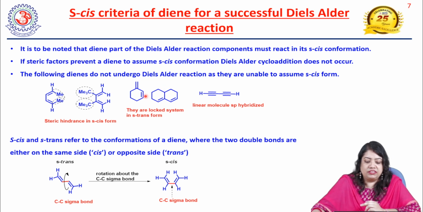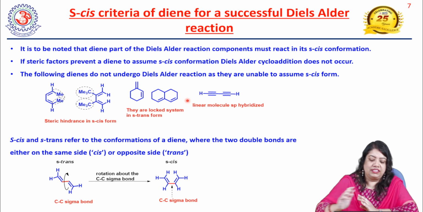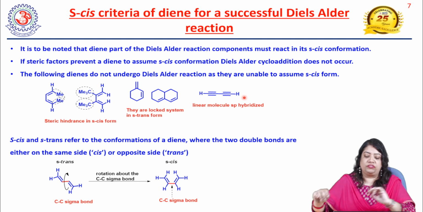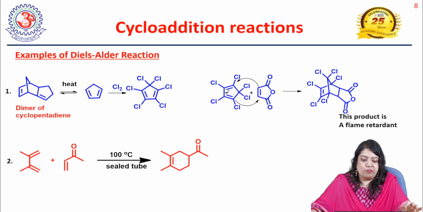Now coming to these two molecules, here the molecules are locked in the S-trans conformation, so they cannot undergo the Diels-Alder reaction. And here this is an example of a linear sp hybridized molecule, and it can never assume the cis conformation, so it does not undergo the Diels-Alder reaction.